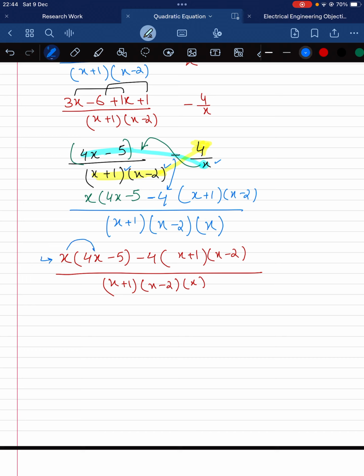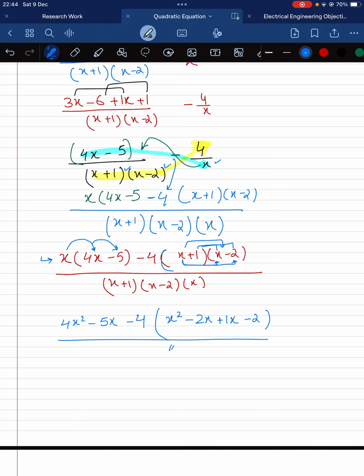Now x will multiply inside the bracket, so it will become 4x square minus 5x, x multiplied by 5. Now this minus 4, and now we will open these two brackets. First we multiply both of them, then we will multiply with minus 4. So x multiplied by x, you will get x square. x multiplied with minus 2, you will get minus 2x. Then 1 with x, so you will get 1x, and 1 with minus 2, you will get minus 2. The denominator will remain same.